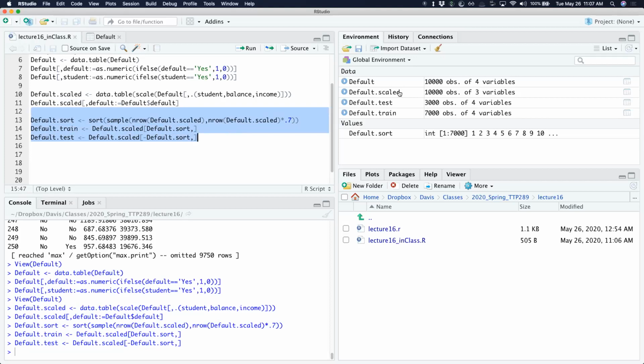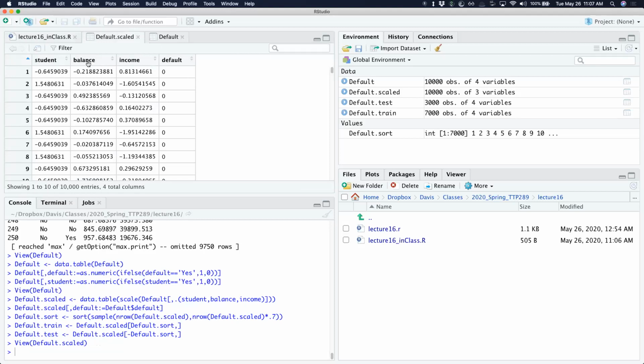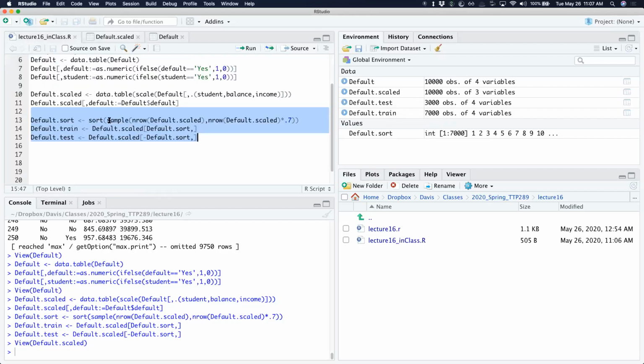From my default scaled, if we take a quick look at that now, the student, balance and income are all scaled to the same degree. And then out of those 10,000 rows, there's 3,000 that are randomly selected as my test and 7,000 that are randomly selected as a training.